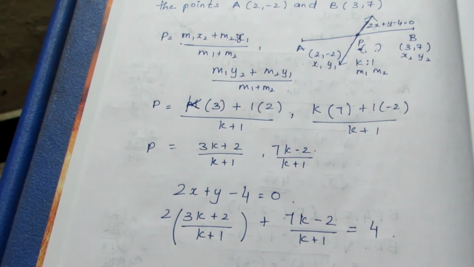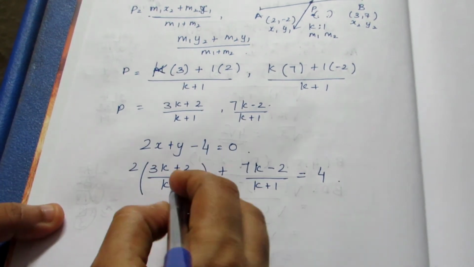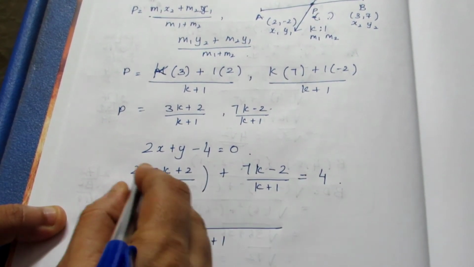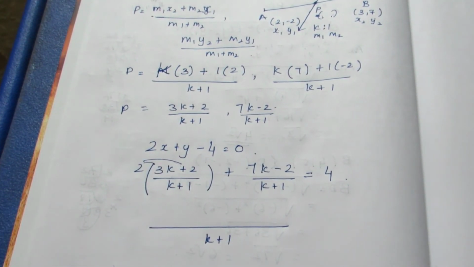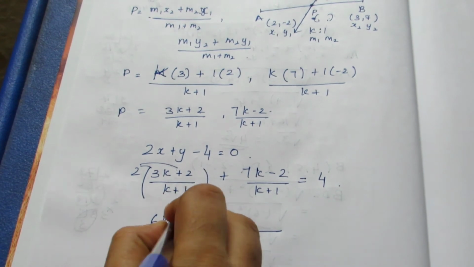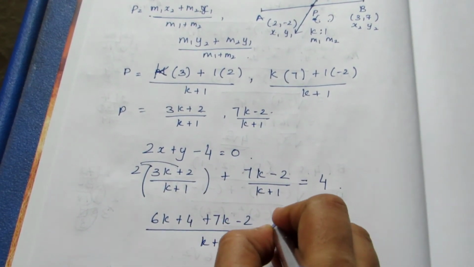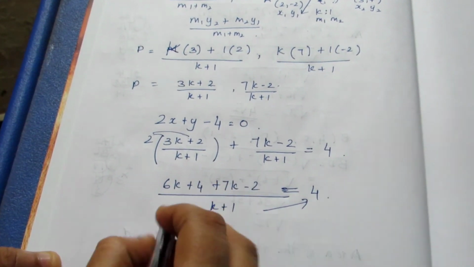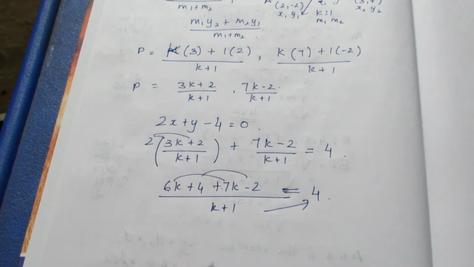Now I am taking minus 4 to the other side as plus 4. We know the denominator is the same, so write the denominator once. You can multiply 2 inside; we need to multiply 2 with both the terms. So it becomes 6k plus 4 plus 7k minus 2 is equal to 4 times (k plus 1). Bring k plus 1 to the other side. Solve the like terms here.